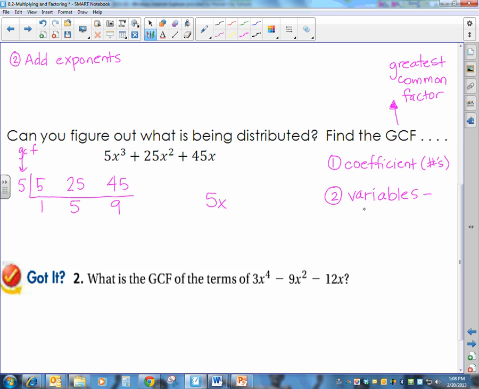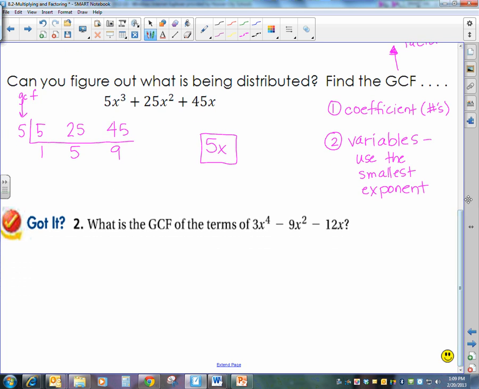And you write down that variable, but then you're going to write down the smallest exponent of that variable. You have to look in each term, but your answer will be the one with the smallest exponent. So this has x to the third, x to the second, and x. The smallest one is x, so that's going to be my answer.